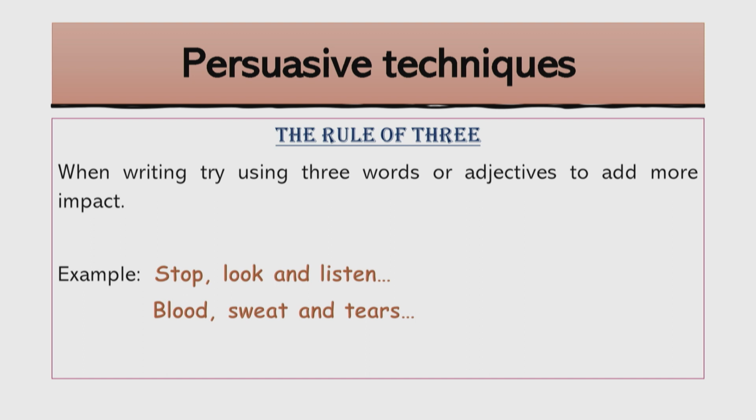The rule of three is yet another interesting persuasive technique that you could use. The rule of three makes use of three words or adjectives to create more impact. And things that come in threes are more persuasive, as human beings tend to process information using patterns, and three is the smallest number of elements required to create a pattern. For example, stop, look, and listen, or blood, sweat, and tears.